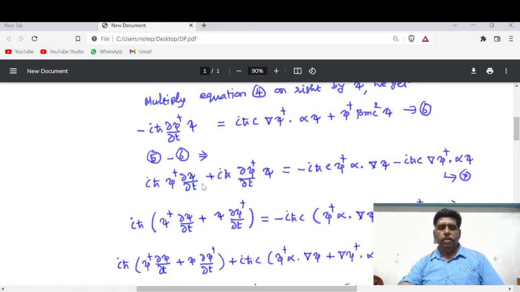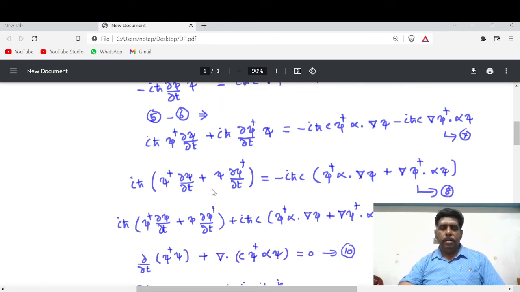Now we have to modify this left hand side by taking out i h-cross. If you take i h-cross outside, the rest of the terms are psi dagger dou psi by dou t plus psi into dou psi dagger by dou t. Here I have taken out minus i h-cross c outside as a common term. Then the rest of the terms are psi dagger alpha dot del psi. This minus is changed as plus because we have taken out minus i h-cross c outside, so plus del psi dagger dot alpha psi. Then bring all the terms to the left hand side, so the entire expression is equal to 0.